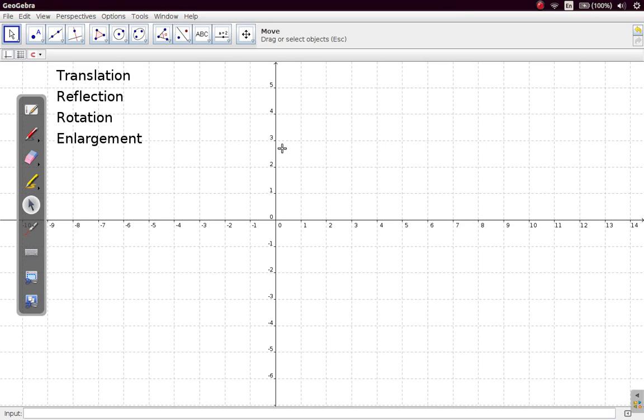We're going to be discussing transformational geometry. Now, there are four main transformations that we will look at. These are translation, which means that you have an object that slides.